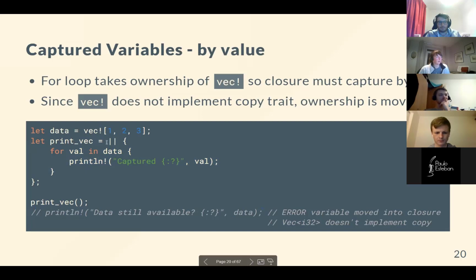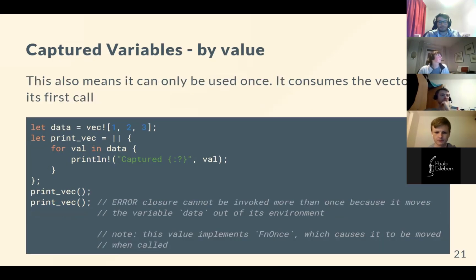So here I've moved that into print vector. I then consume the data in my for loop, and I can call it once, but I can't do anything with it again. And I also can't call print vector again, because I can only access it once. So as mentioned, this means it can only be used once. It consumes the vector on the first call.